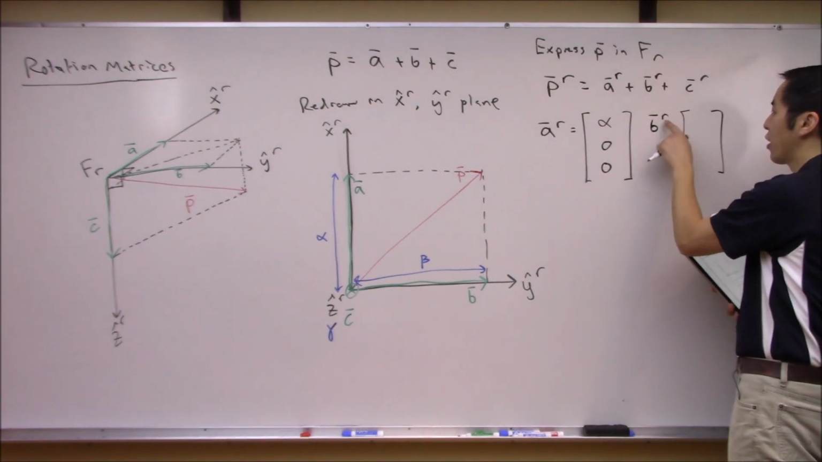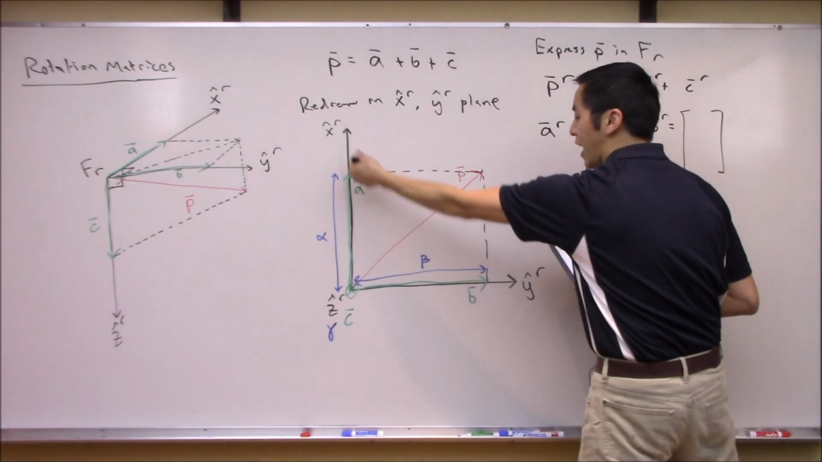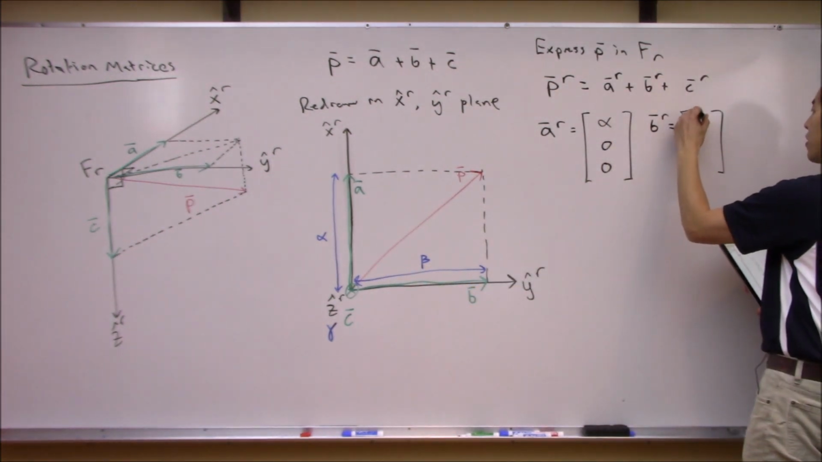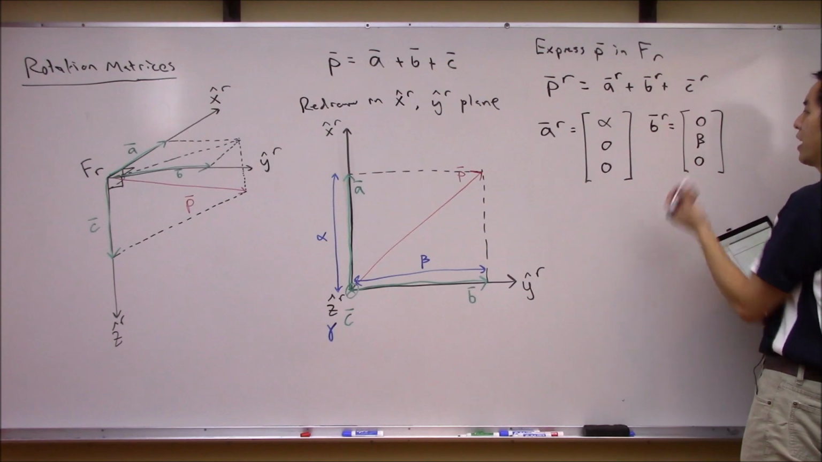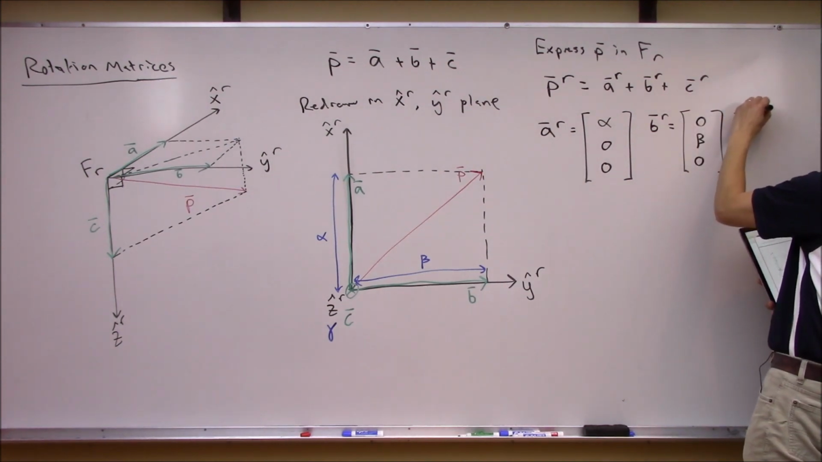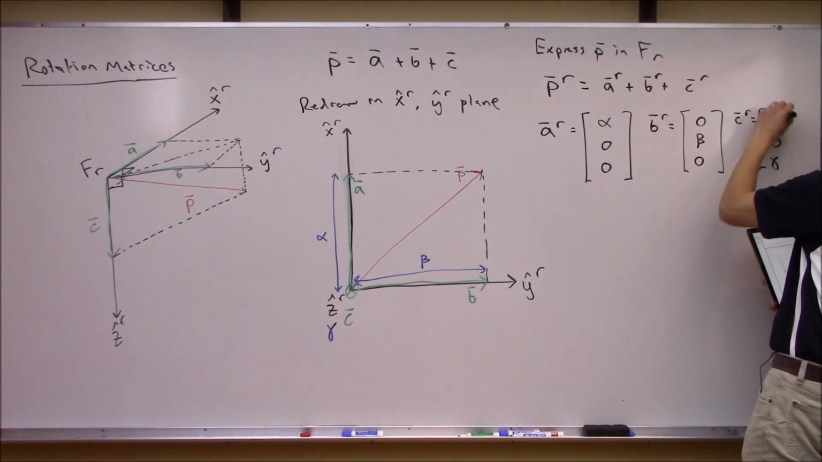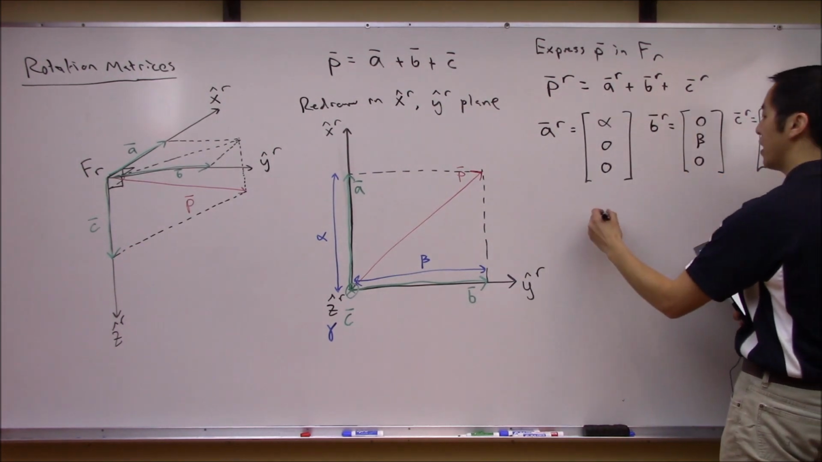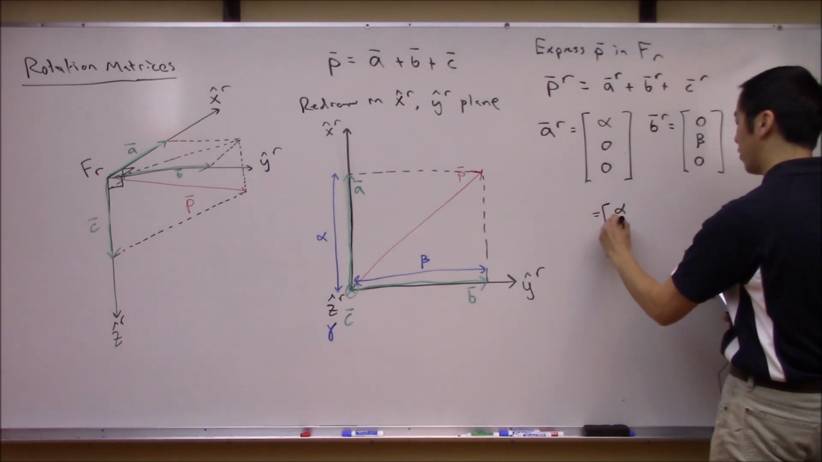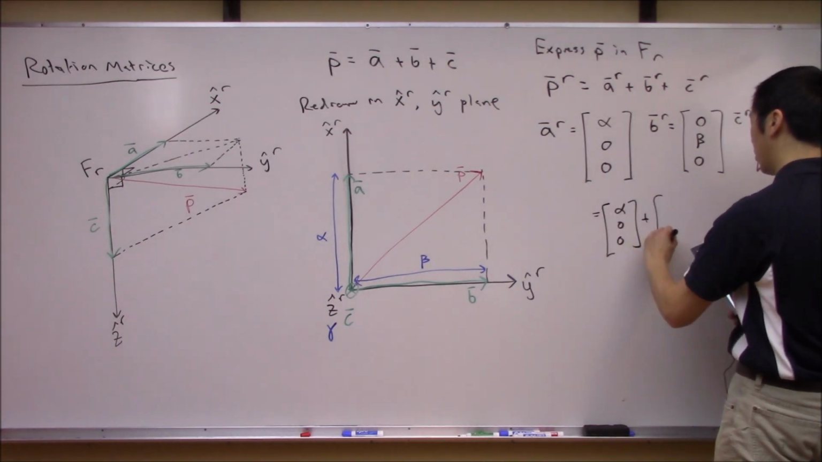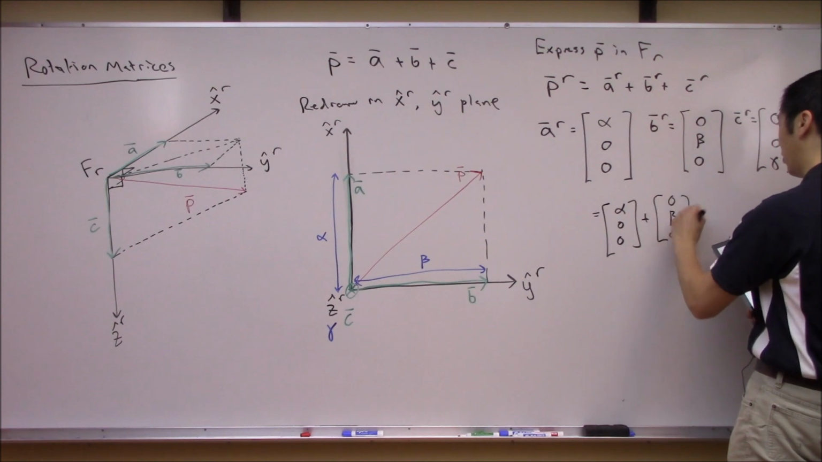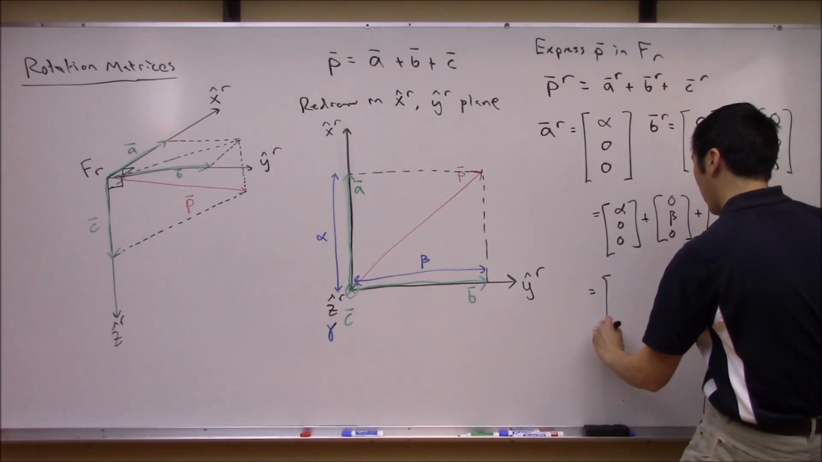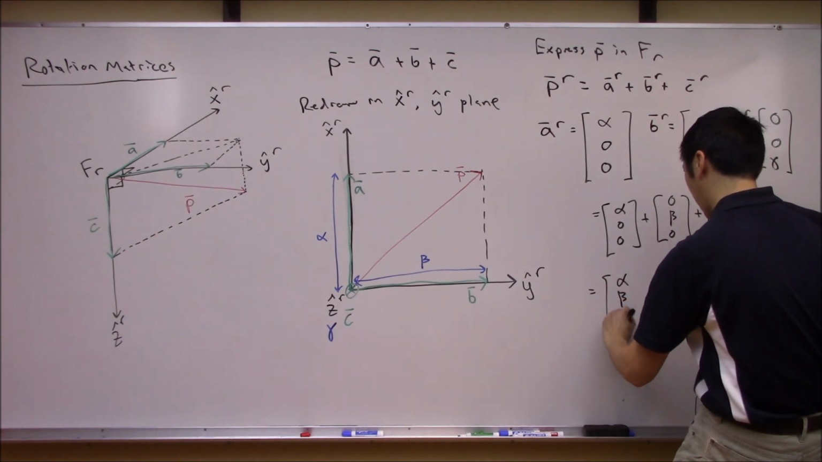The vector B here expressed in frame R means how far do you walk in X, how far do you walk in Y, and how far do you walk in Z? Well, just from the geometry of the picture, I think you'll agree that this is 0, beta, 0. And similarly for C in R, this is going to be 0, 0, gamma. So let's put that in here for the left-hand side. I basically just have alpha, 0, 0 plus 0, beta, 0 plus 0, 0, gamma. So at the end of the day, what we end up with here is alpha, beta, gamma.